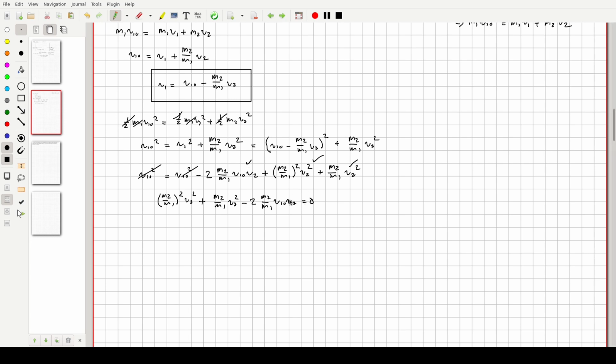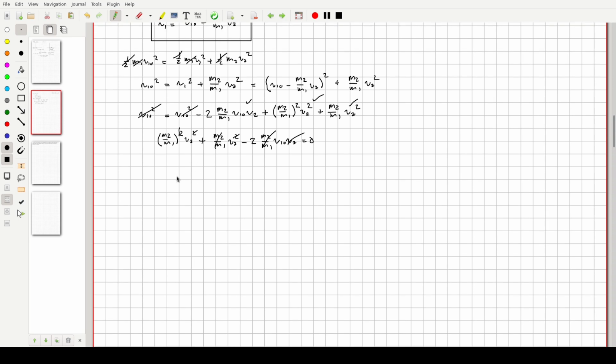Now, there's a lot going on here that's in common. For example, I see a V2 here, a V2 here, a V2 here. So if I divide through by V2, that's going to get rid of those. Each one of these has an M2 in it. This has two of them. So that's going to go away, that's going to go away, that's going to get rid of one of those. So what I have here is M2 over M1, V2 plus V2 minus 2 times V1 naught is equal to 0.